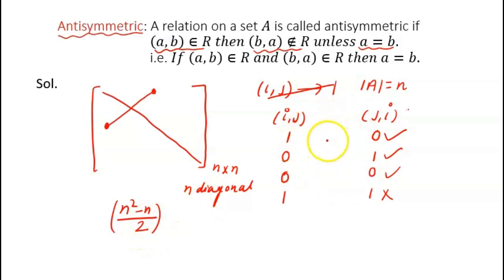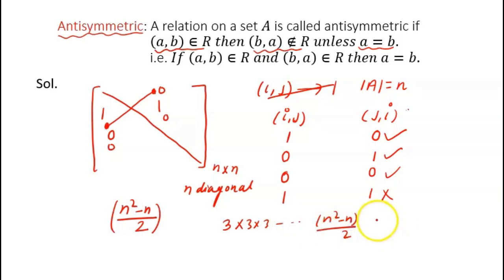And through this explanation, we have agreed that each of these n square minus n by 2 pairs can either be filled by a 1 and a 0 here, first possibility. Second possibility is a 0 here and a 1 here. And the third possibility is that here we have a 0 and here also we have a 0. So there are three ways to fill that. We can't fill 1 1. So each pair can be filled in three ways. So the total ways are 3 into 3 into 3, n square minus n by 2 times, which is equal to 3 to the power n square minus n by 2.